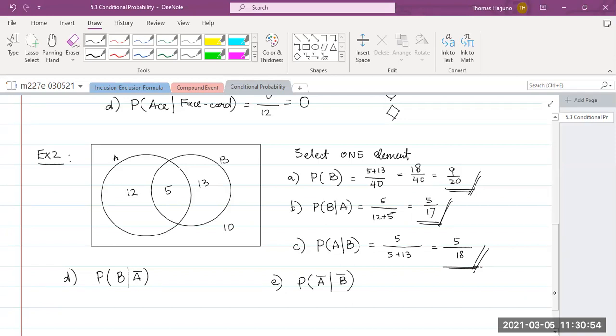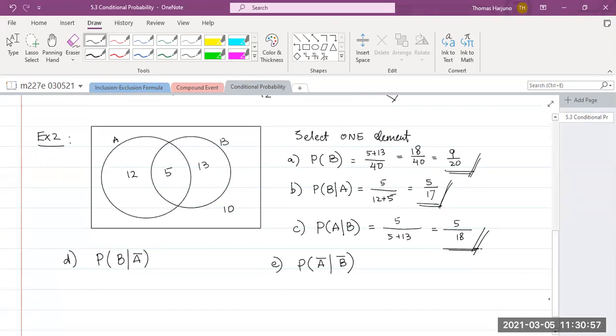No, it's not. It's doable. Of course, you need to focus. You need to understand what those mean. Let's see. Probability of B given not A. Look at what we select from first. We select from not in A. That refers to outside of A. So this part and that part. So there are 13 plus 10 elements outside of A.